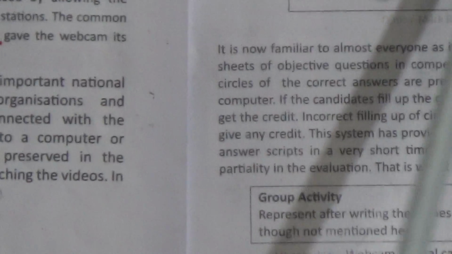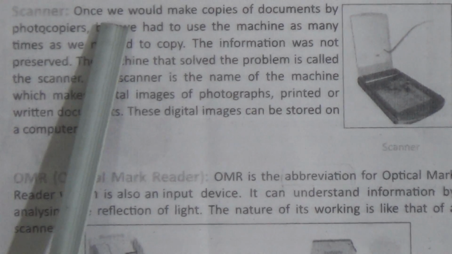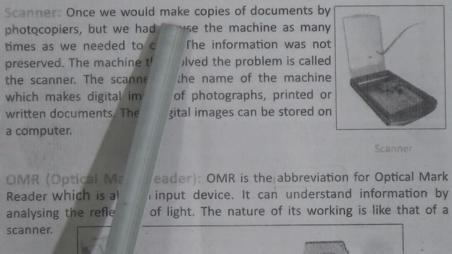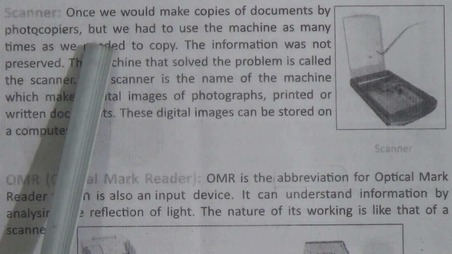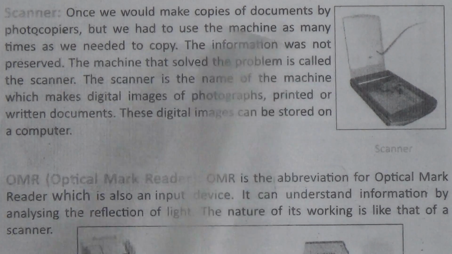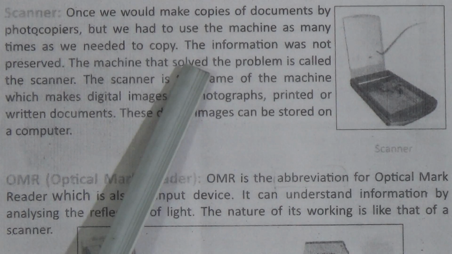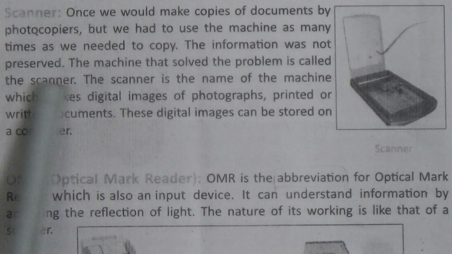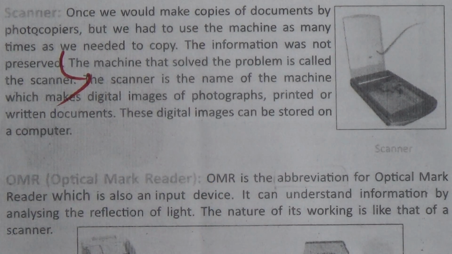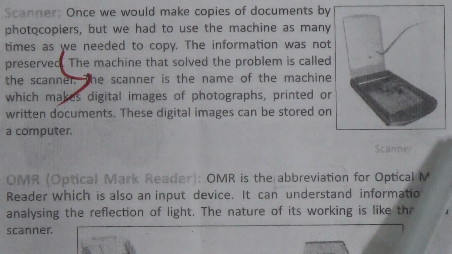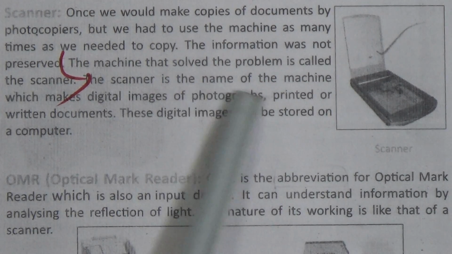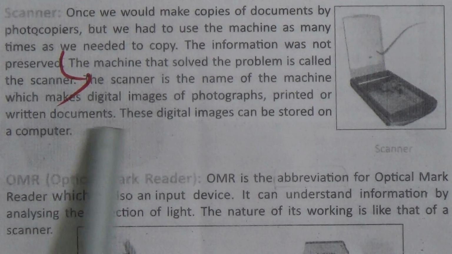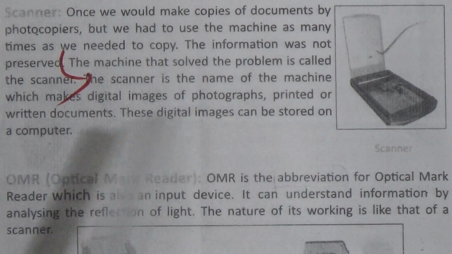Okay. Now, scanner and OMR. Scanner is another kind of input device. Once we made copies of documents by photocopiers, but we had to use the machine as many times as we needed copies. But the information was not preserved. The machine that solved the problem is called the scanner. The scanner is the name of the machine which makes digital images of photographs, printed or written documents. These digital images can be stored on a computer.